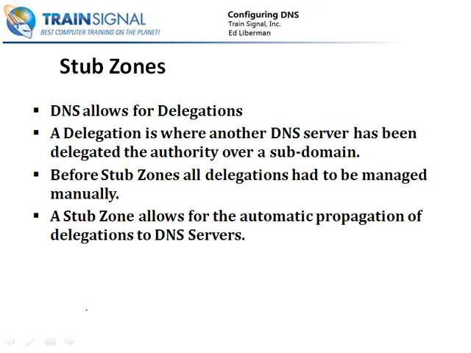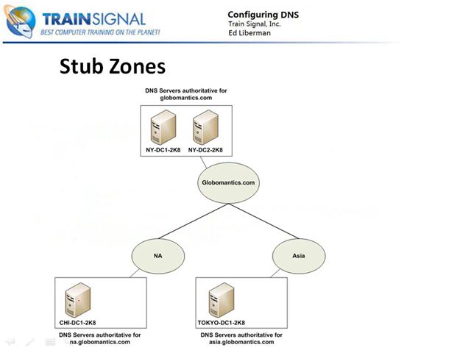child server being a delegate for that specific child zone, and you add another server, the parent won't know about it unless you manually make an entry. With a stub zone, we now have automatic propagation of those delegations when new servers are added. Let's see if I can help demonstrate this for you with a little drawing.